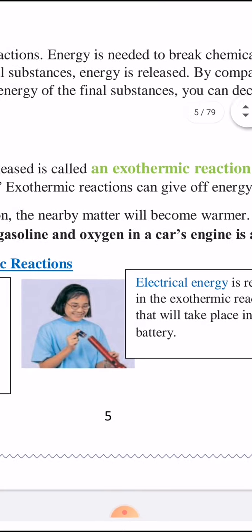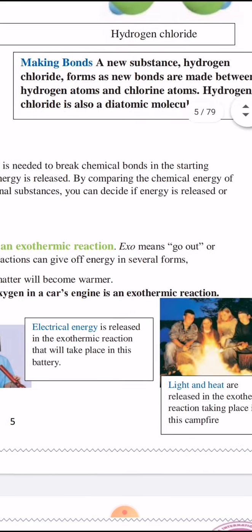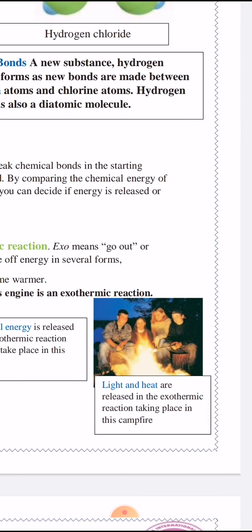Look, when light energy is released in these light sticks, this is a reaction called an exothermic reaction. Another example, electric energy is released in the exothermic reaction that takes place in this battery. When a battery releases electric energy or electricity, this is a sign of an exothermic reaction. Look here, light and heat are released in the exothermic reaction taking place in this campfire. When wood burns, what happens? Light and heat are released. So this is the reaction called an exothermic reaction.